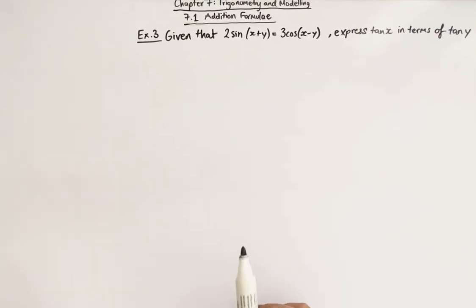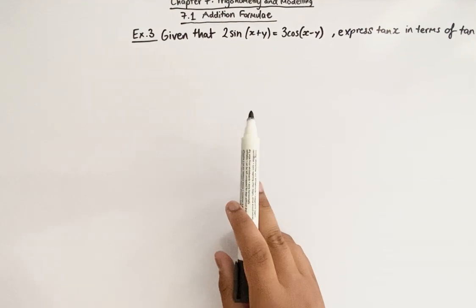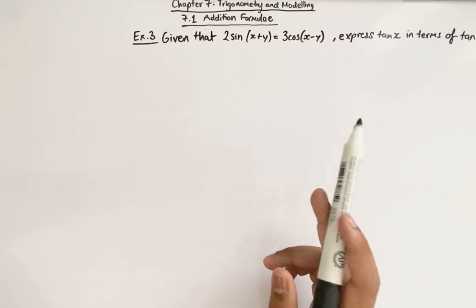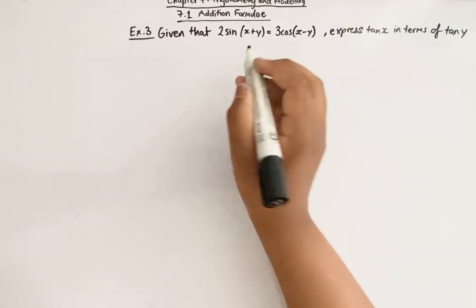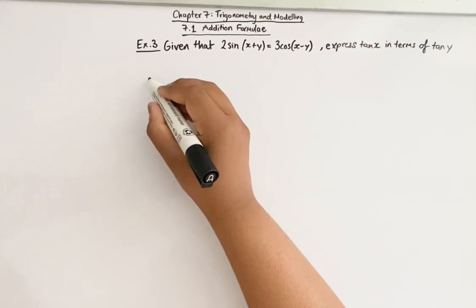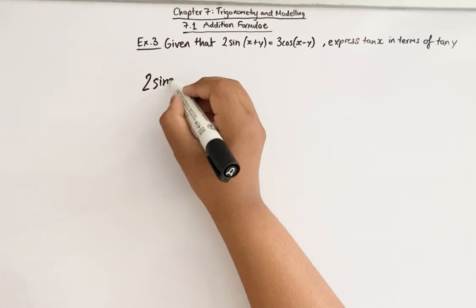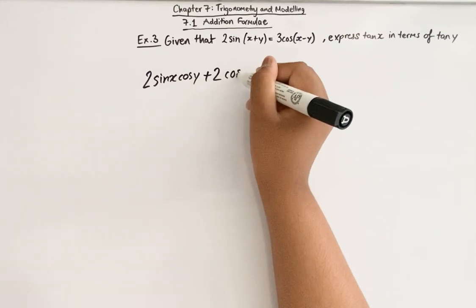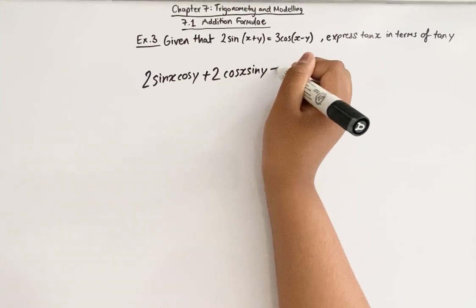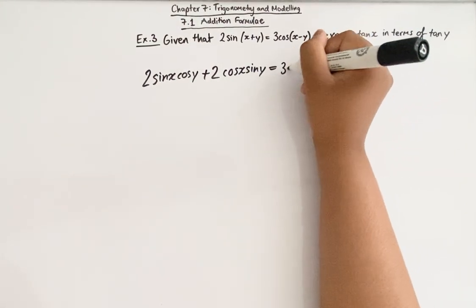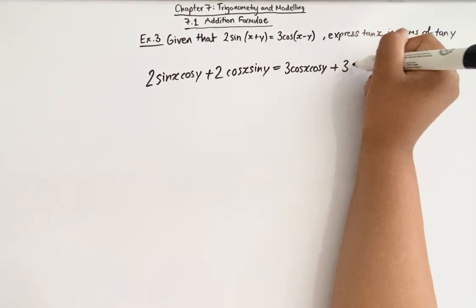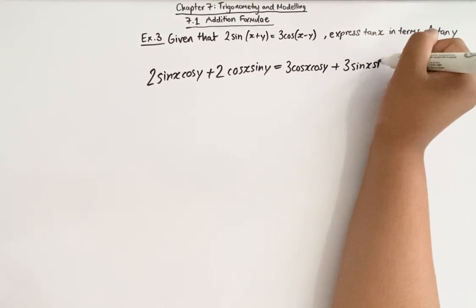Let's do one last example. Given that 2 sine of x plus y equals 3 cos of x minus y, express tan x in terms of tan y. Expanding this, we get 2 sine x cos y plus 2 cos x sine y is equal to 3 cos x cos y plus 3 sine x sine y.